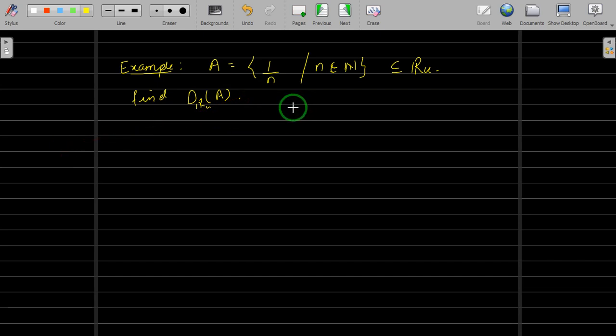I will leave this here only. In the next video we will try to solve this. We will try to get the limit points of this set, but I suggest you find the limit points yourself. Consider all the cases, and since you are dealing with 1 upon n, you may have to use the Archimedean property.